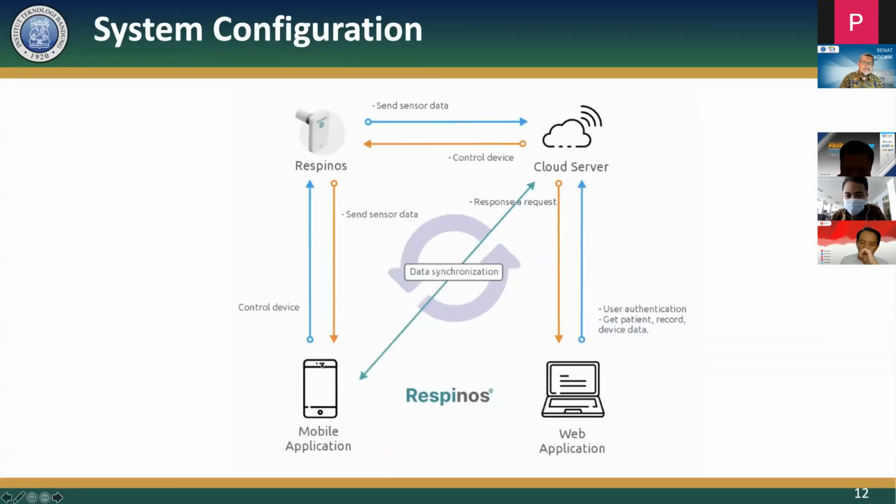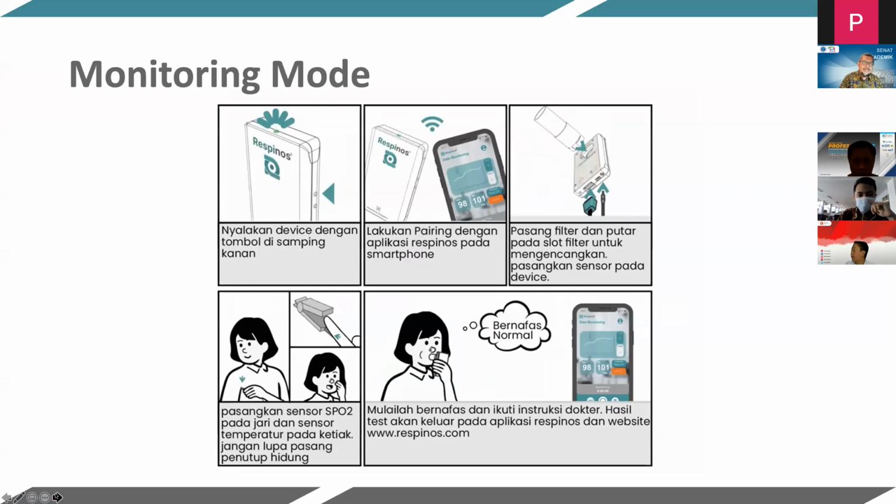And then this system, this mobile application works with Wi-Fi. And this is Respinos, we call it, the device is Respinos. And all the data we can check on our website. So there is data sent from the Respinos to the device directly using Bluetooth, or it can also send to the Wi-Fi. And this is how it's used.